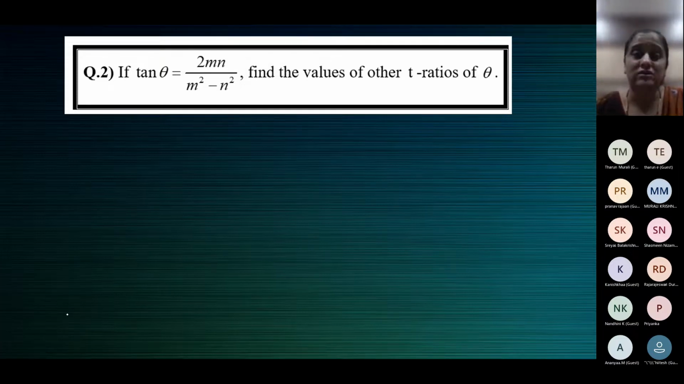So one is using a right triangle. See, this is always: given one t ratio, you can find the other t ratios using a right triangle. You can remember this like a formula. Given one t ratio, that is, given the value of one t ratio, you can find the values of the other t ratios using a right triangle or using trigonometric identities.